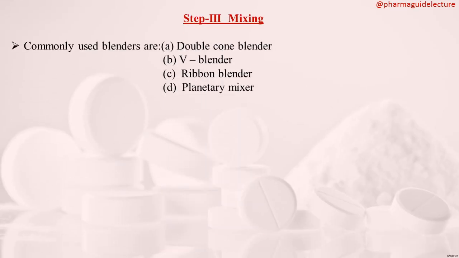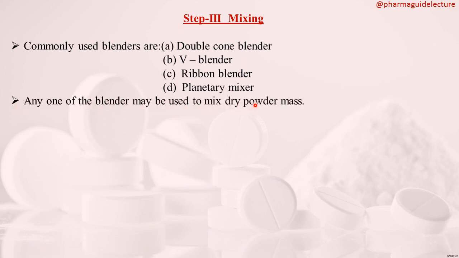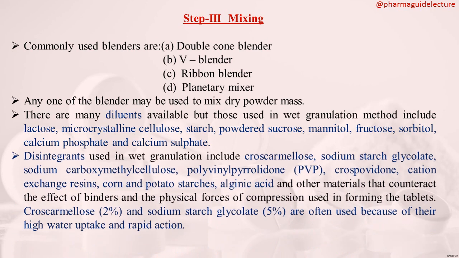Next step is mixing. Commonly used blenders are double cone blender, V blender, ribbon blender, and planetary mixer. You will find explanation of these blenders in my previous video. Any of the blenders may be used to form the dry powder mixture. These blenders are used to mix the dry powder mass. Commonly used diluents in the wet granulation method include lactose, microcrystalline cellulose, starch, powdered sucrose, mannitol, fructose, sorbitol, calcium phosphate and calcium sulfate.